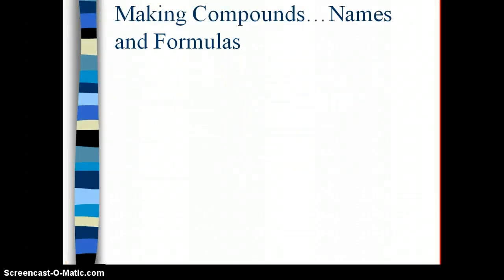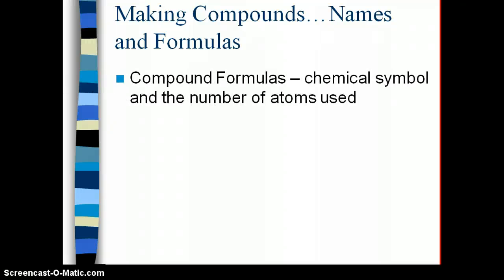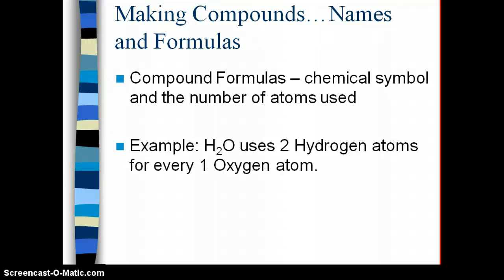All right, so today we're going to be looking at making compounds. The naming we'll get to on the next section of notes, but we're going to look at making the formulas. So a compound formula, you actually wrote this a couple days ago. It's a chemical symbol and the number of atoms that are used. As an example, we have H2O, water, which has 2 hydrogens.